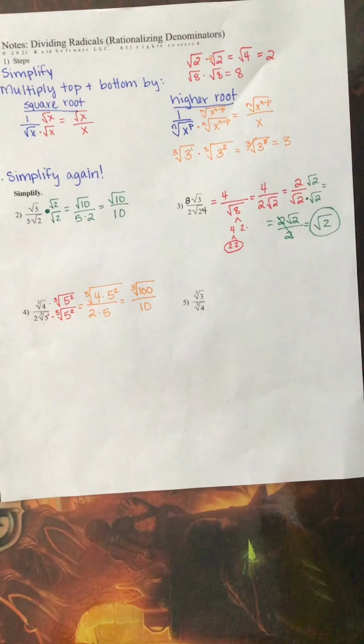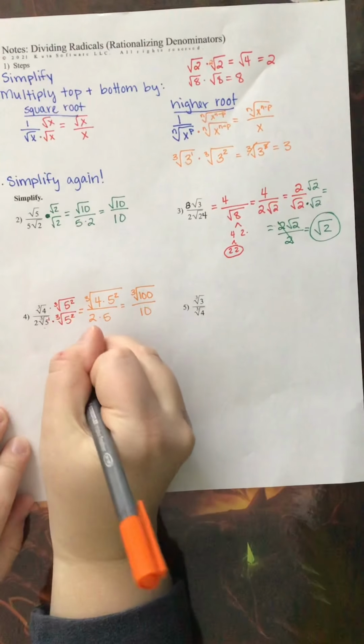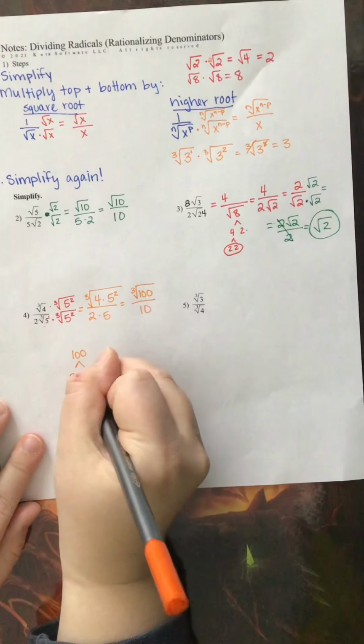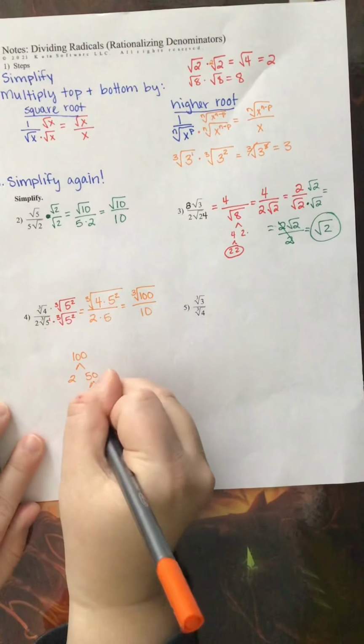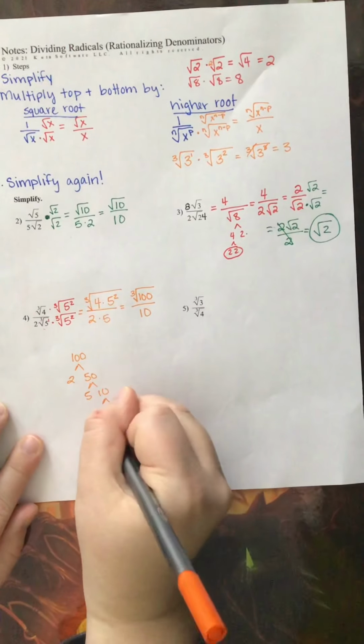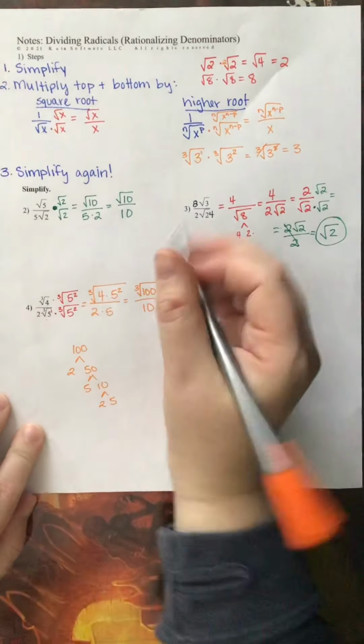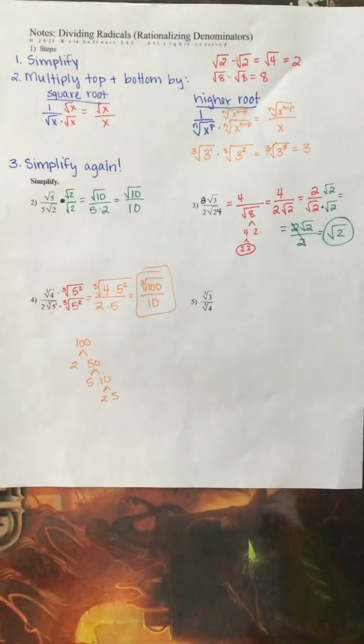You might want to check to see if 100 breaks down for a third root. So down here, 2 and 50. 50 is 5 and 10. And then 2 and 5. But there's not 3 of a kind for anything, so this is my final answer.